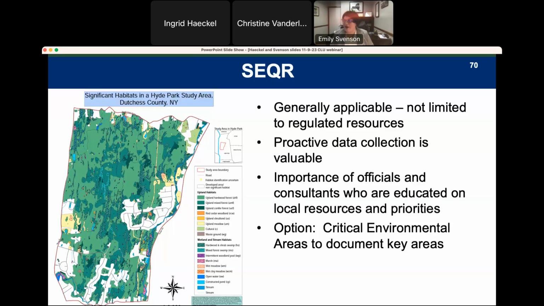And another option is the use of critical environmental areas to document key areas that you want to make sure are protected. And I won't get into that in detail, but I think there are some resources in the tools that we'll give you later.